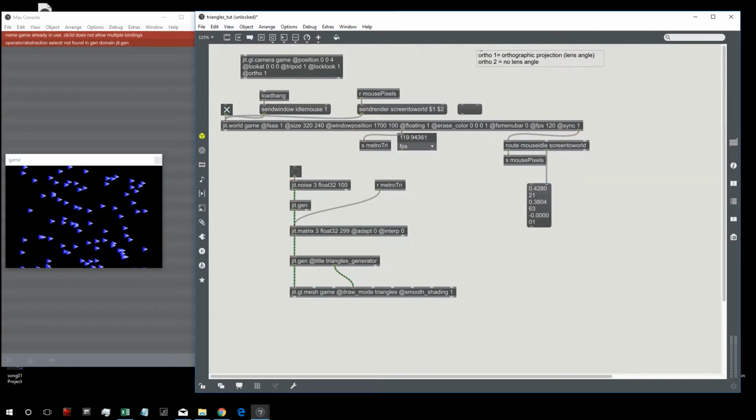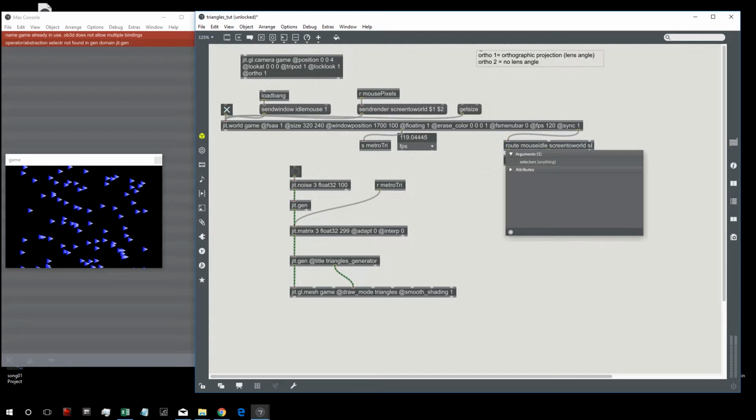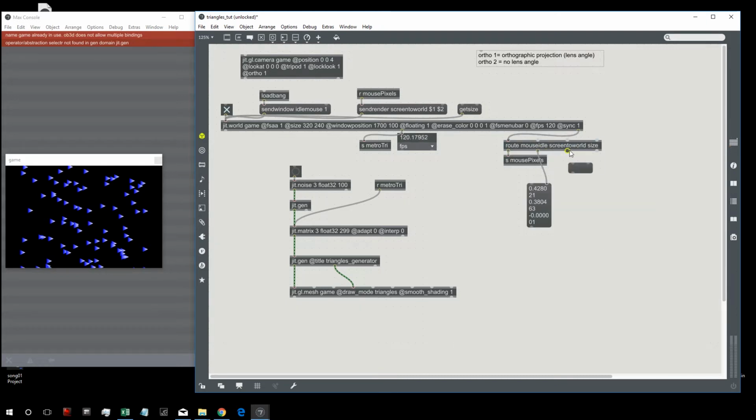To space the triangles on the wall surface of the window, we have to get the sides of the window. We can get these sides using the getSides message, which will give us a sides output with the sides of the window. So let's trigger this message.